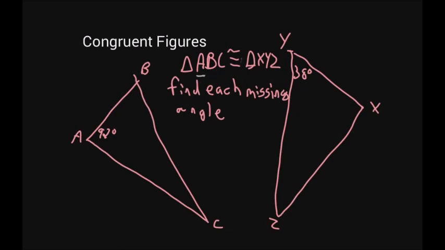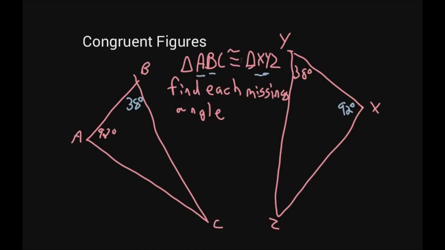So A comes first and X comes first. So A and X are the same angle measure because they're congruent. So if A is 92 degrees, that means X has to be 92 degrees. Next we have B. We don't know B, but B corresponds to Y. Well, Y is 38 degrees, and since they're congruent, that means B has to be 38 degrees.